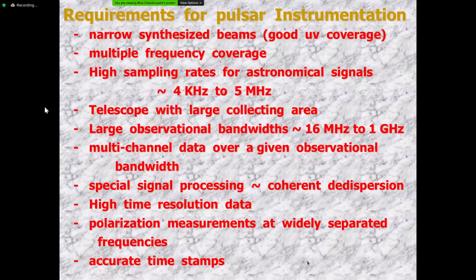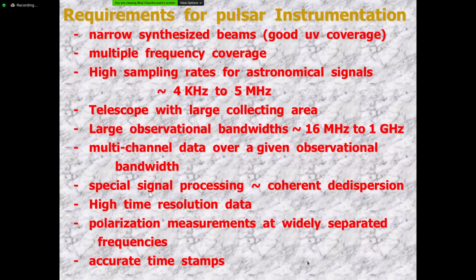Sampling rates have to be large, and since pulsars are weak sources, your telescopes have to have a large collecting area. So Arecibo is a very large, 300 meter telescope. GMRT has a collecting area of roughly 47,000 square meters. Similarly, GBT has a fairly large collecting area. So these are the telescopes which are employed for pulsar observations.